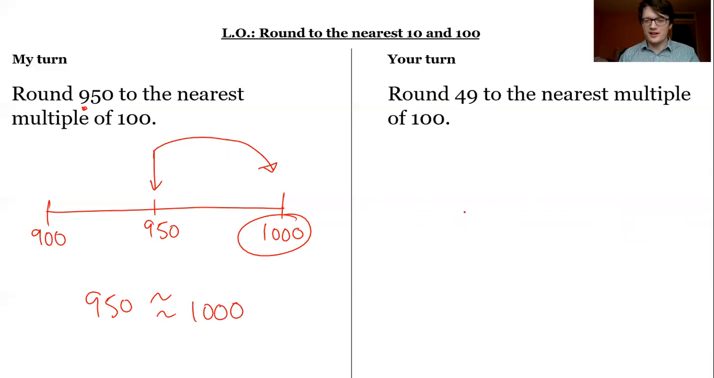So now your turn, a slightly different one as well. You've got to think really carefully here. If I tell you that this multiple here is going to be 0, what will the next multiple of 100 be? What's halfway? And then where does 49 go? So pause the video now, have a go.